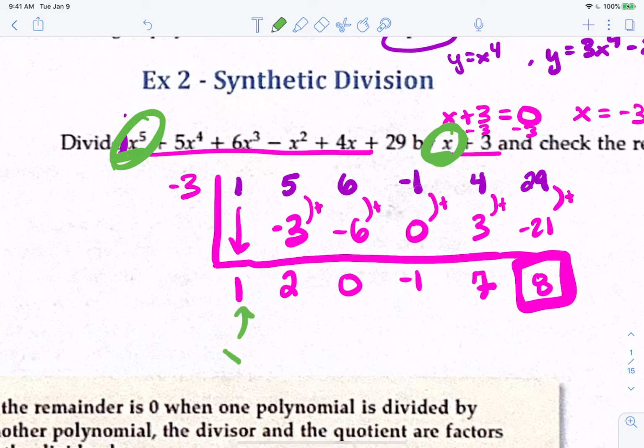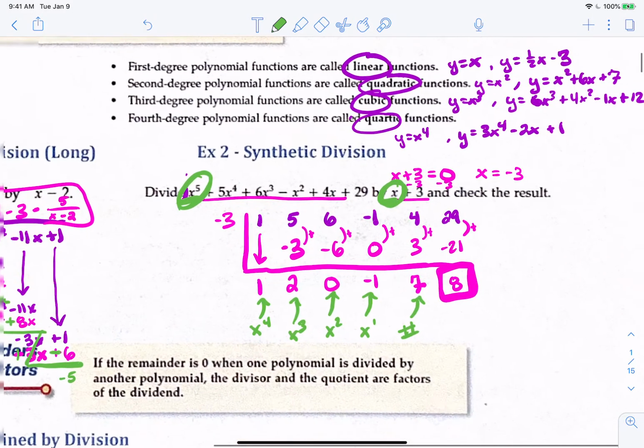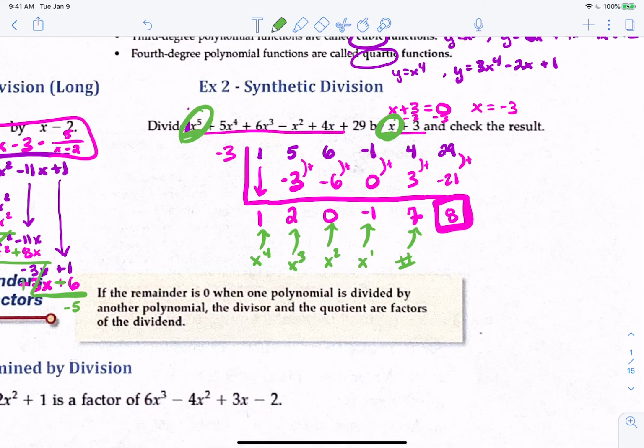So this guy is going to be my x to the 4th power. This guy is my x to the 3rd power, and I just keep going down from there. This guy's an x to the 2nd power, this guy's an x to the 1st power, and this guy's just my number. Okay? And we're going to build him back. Does that make sense how we get that?